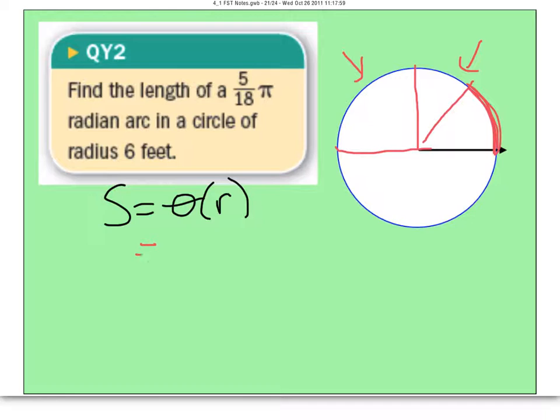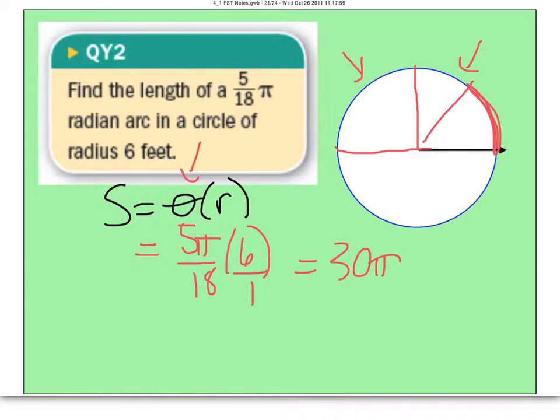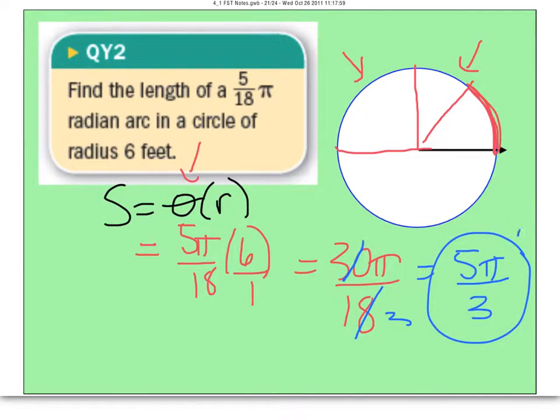So all I have to do is put the radians in here, so it's 5 pi over 18 times the radius of 6. If we simplify this, just go straight across, 30 pi over 18. Again, I can pull a 6 out of here, which will give me 5 pi, 6 out of here, which gives me 3, and we get 5 pi over 3 is the exact length in feet. Again, it's hard to visualize, so just do 5 times pi divided by 3. You're going to get approximately 5.24 feet.